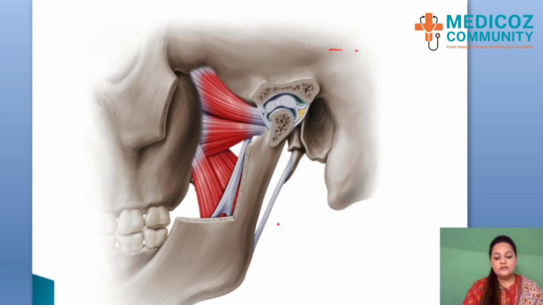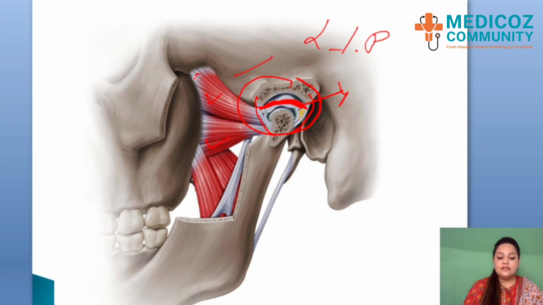Now there is another image which is showing the temporomandibular joint. This is the side view. Here you can see the joint cavity, and within the joint cavity we have this articular cartilage, which is dividing the joint cavity of the temporomandibular joint, and then here we have the capsule of the temporomandibular joint. Now you can see there is a muscle here. This muscle is called the lateral pterygoid muscle.